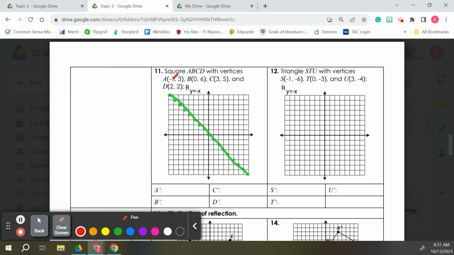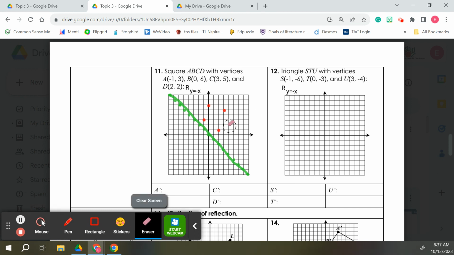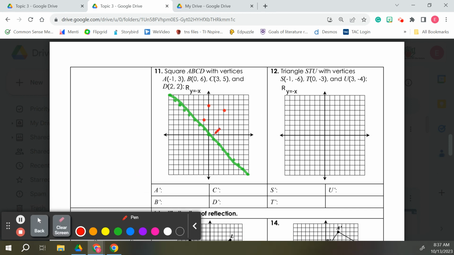Okay, so here I'm going to plot. Again, I just want to make sure this works out. -1, up 3. There's A, then 0, 6 for B. C, and then D at 2, 2. There we go. So there's A, B, C, D.